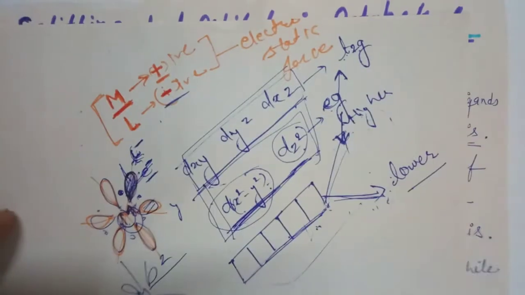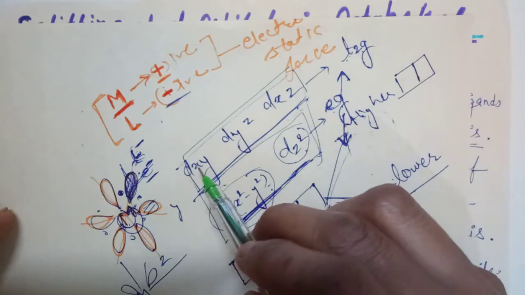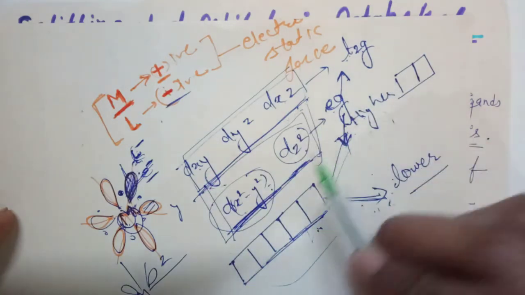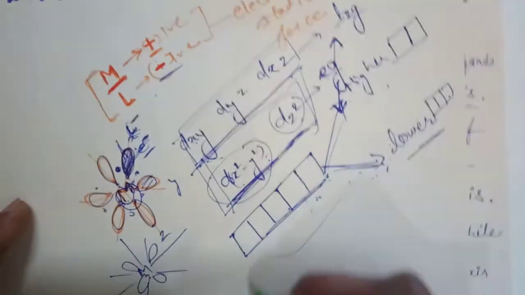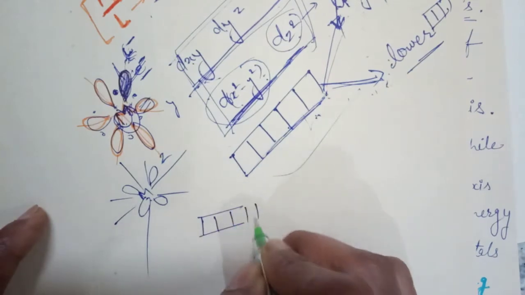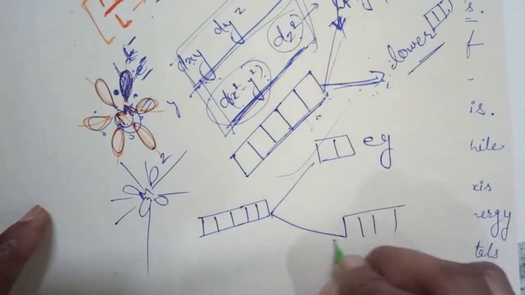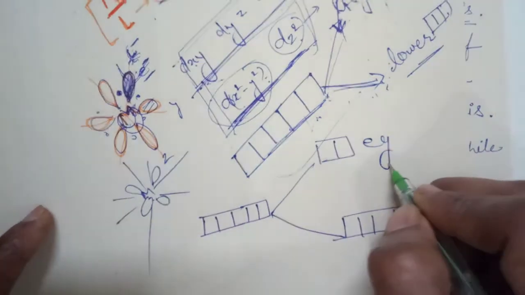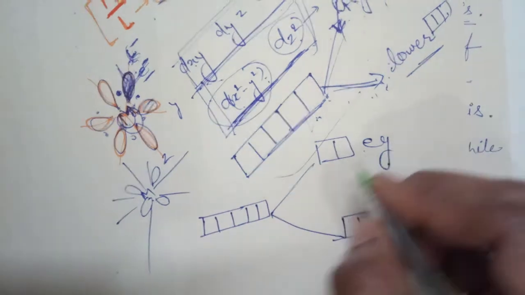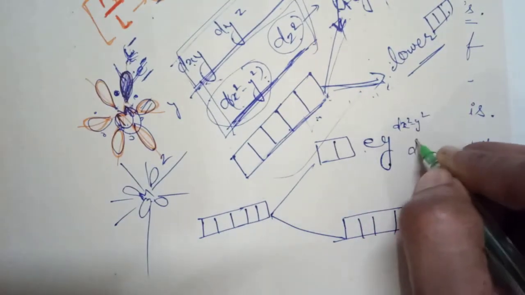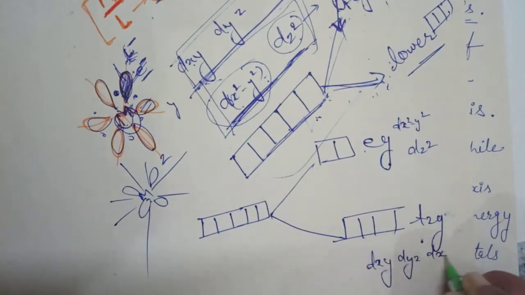So these two energy levels become of higher energies, and the three orbitals, that are dxy, dyz and dxz, are repelled less, so they become of lower energy. In octahedral complexes, degenerate 5d orbitals are split into 2 Eg orbitals and 3 T2g orbitals. Eg orbitals are of higher energy and T2g orbitals are of lower energy. Eg orbitals means dx square y square and dz square, while T2g means dxy, dyz and dxz.